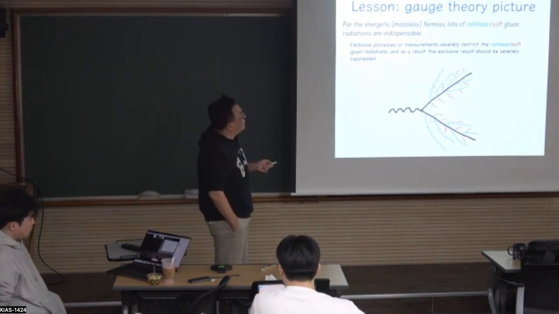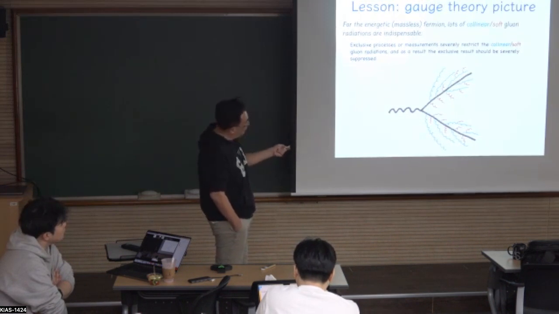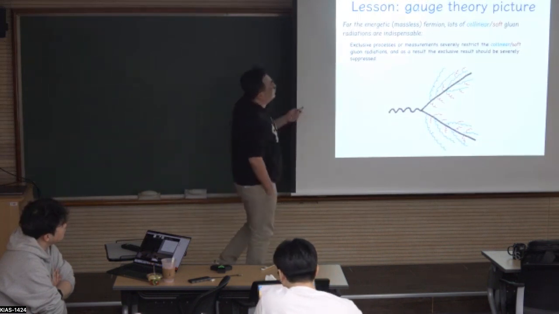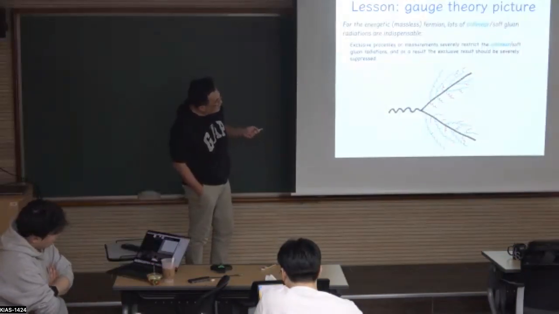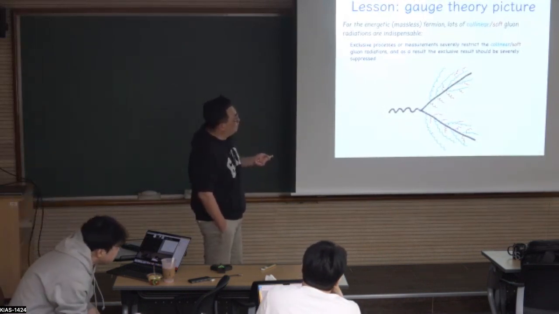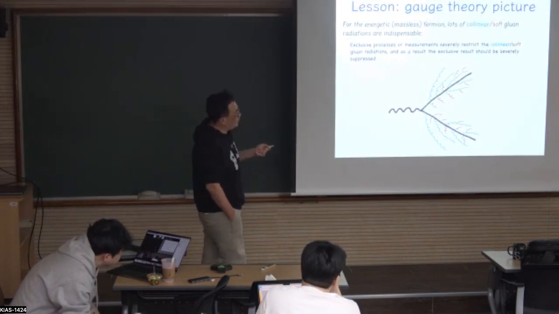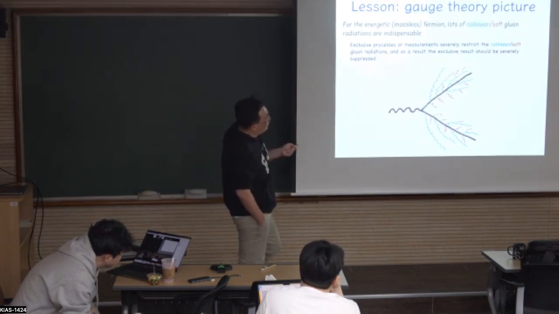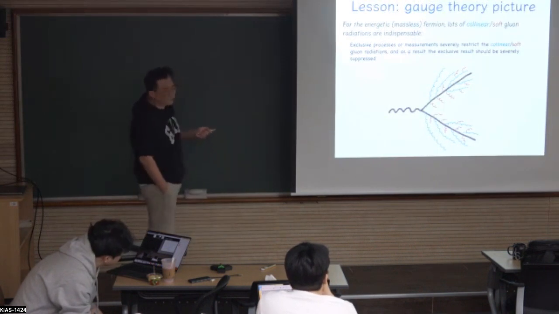I think if we consider the particle production from e+ e- annihilation, from the quark pair production, based on the gauge theory picture, the natural description is like that. This produces a very energetic quark and anti-quark. Around them, we have enormous collinear and soft gluon radiation, something like that. This is the basic picture of the gauge theory.